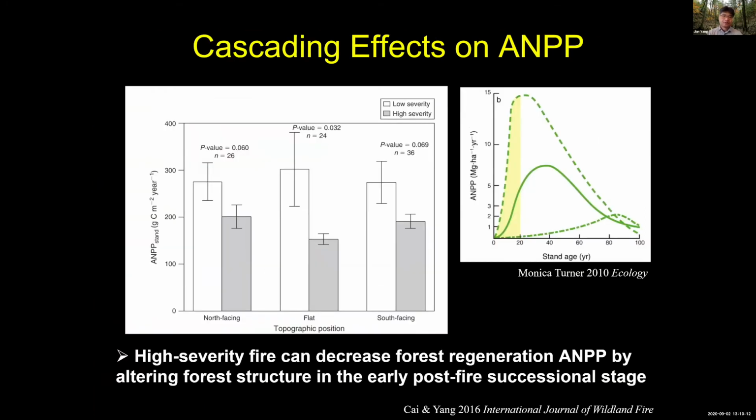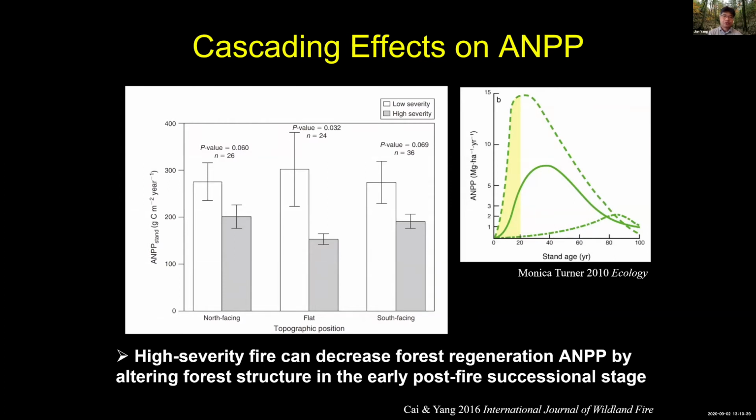Such variability would have strong cascading effects on ANPP, the aboveground net primary productivity. So on the graph to the left, what we saw is that across those three topographic positions, the ANPP from the low severity burn is always higher than the ANPP from the high severity burn.